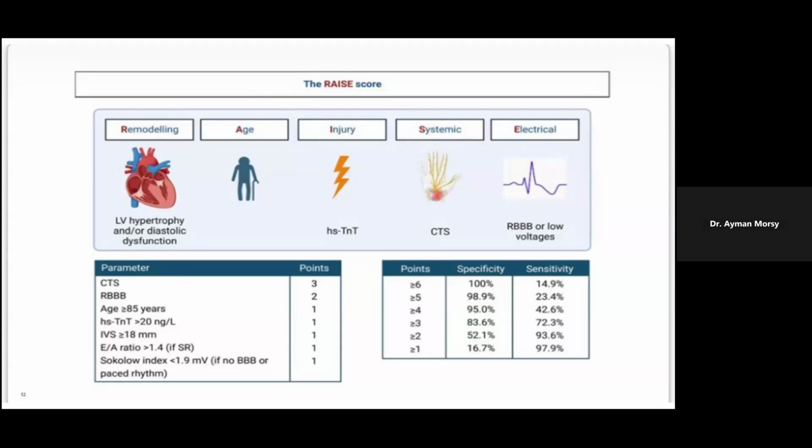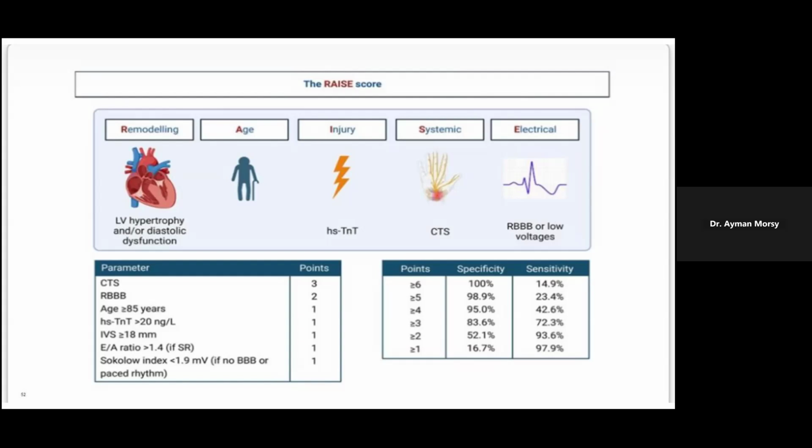The RISE score stands for: Remodeling, meaning LVH and diastolic dysfunction parameter impairment; Age; Injury, meaning there is troponemia, especially troponin T; Systemic, meaning carpal tunnel syndrome; Electrical, meaning low voltage or right bundle branch block with low voltage. You can see on your right side the score: if the patient has carpal tunnel syndrome alone, the point is 3. Right bundle branch block is 2, age more than 80 is 1, troponin more than 20 is 1, and the E/A ratio more than 1.41.